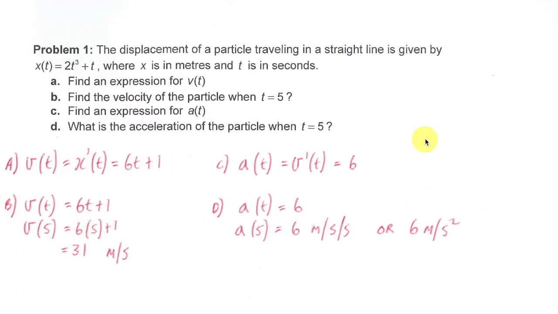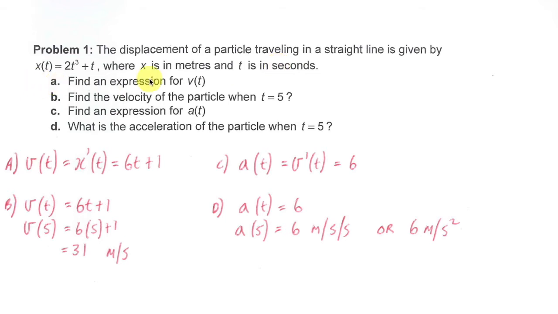In problem 1, we're looking at the displacement of a particle traveling in a straight line, and it's given by x of t, which means displacement, equals 2t cubed plus t. Now, there's a typo in your notes. That should be 2t squared plus t. So if you just change that, that'd be great. Where x is in meters and t is in seconds.